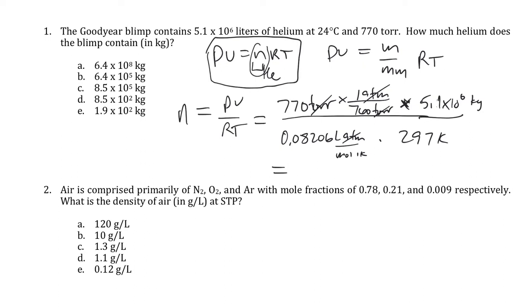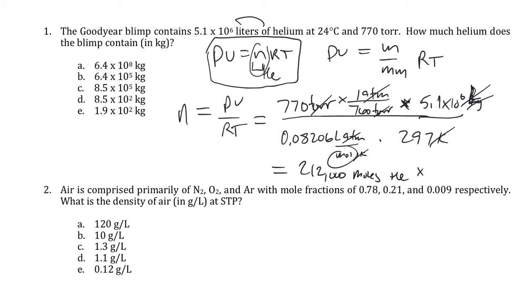Just doing the math here, it comes to 5.1 e to the 6, divided by 0.08206, and then divided by 297, and I get 212,000 moles of helium. Everything cancels here except for 1 over moles. This was liters, I wrote kilograms, but that was really the liters.